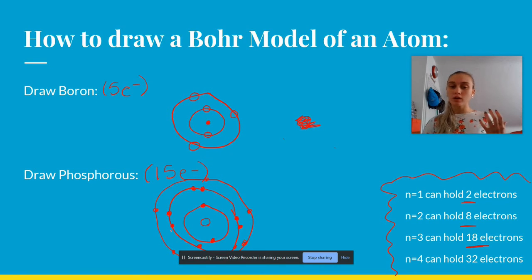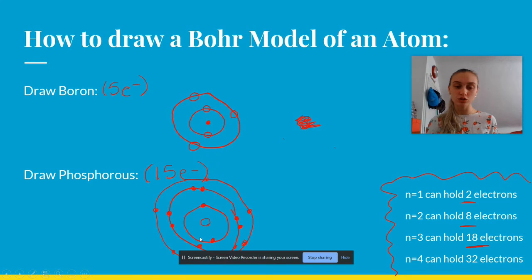Okay, so what you need to keep in mind when drawing these Bohr models is just these rules right here. So the fact that the first orbital closest to the nucleus can only hold 2 electrons. The second orbital, the next closest to the nucleus, like one step out, can only hold 8, and then the third one can hold up to 18. And if we need to, which I don't know if you'll need to, but the fourth one can hold 32.